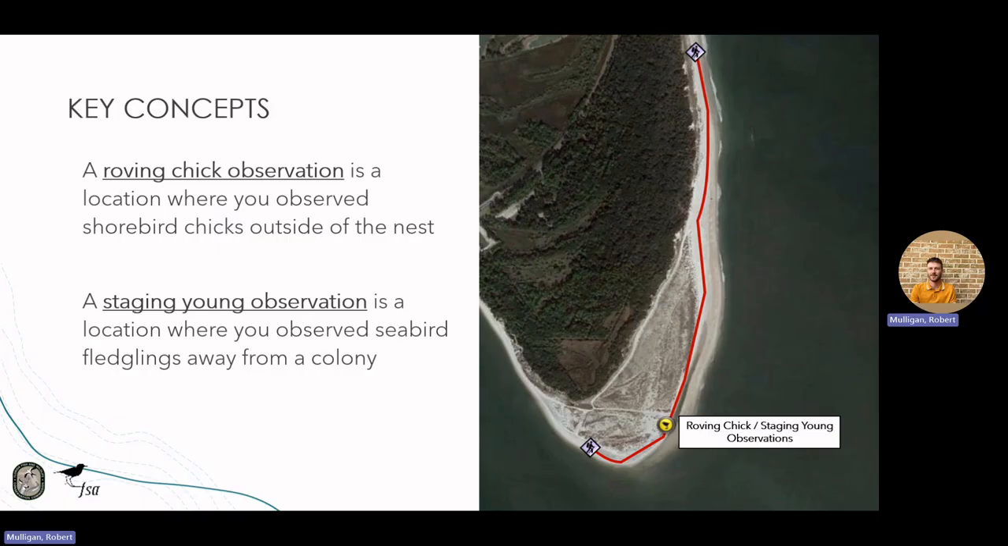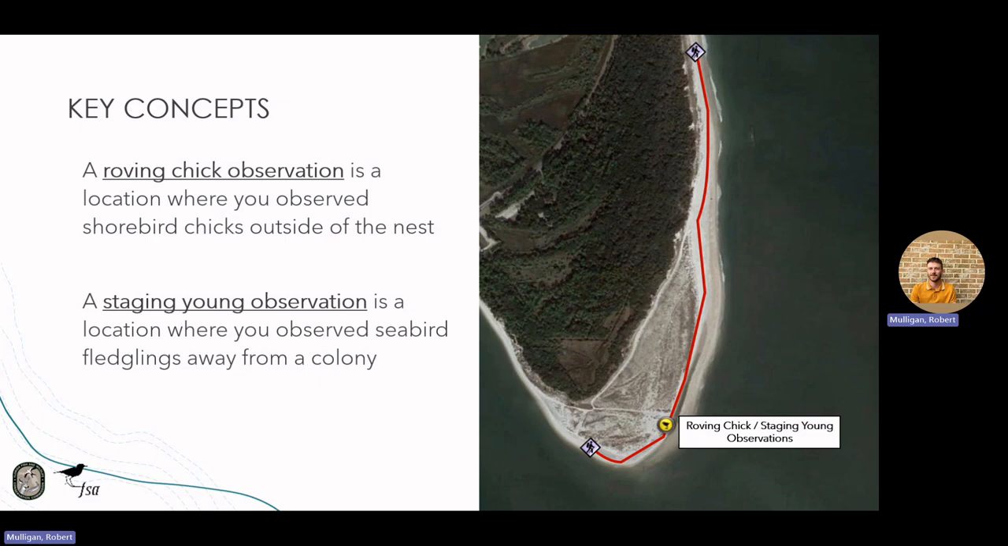Like routes and sites, these observations are geographical locations, but unlike routes and sites, these locations are transient, representing where chicks were observed at the time of the survey. So they are not considered sites and thus do not have site visits. In the database, both roving chick and staging young observations are represented as yellow circles as pictured on the map.